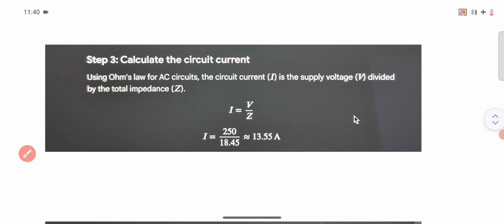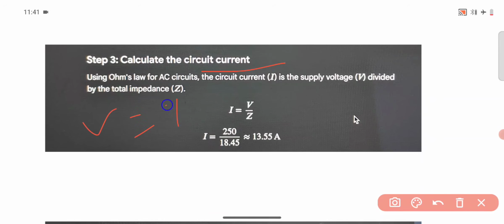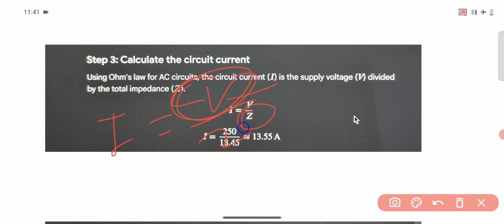Now whatever we have to calculate in the question, we can calculate. So we have to calculate the circuit current. Simple Ohm's law we know, I equals V by R, or I equals V by Z, because we have the circuit impedance. So I becomes V divided by Z. V we know because it is given, and Z we already calculated as circuit impedance. So we simply put in this formula and we will know the circuit current.